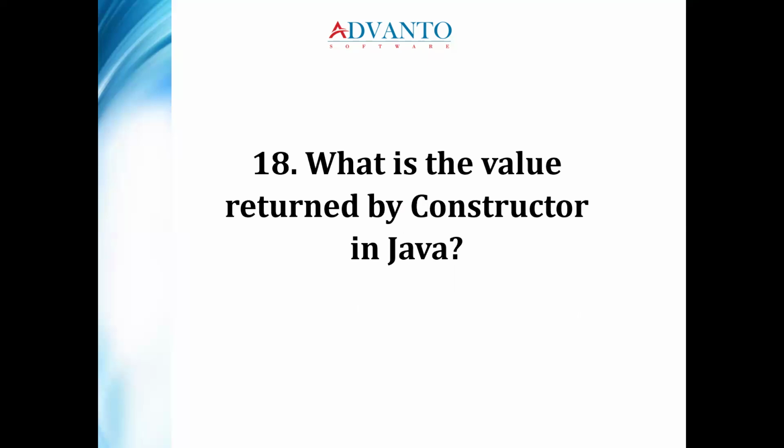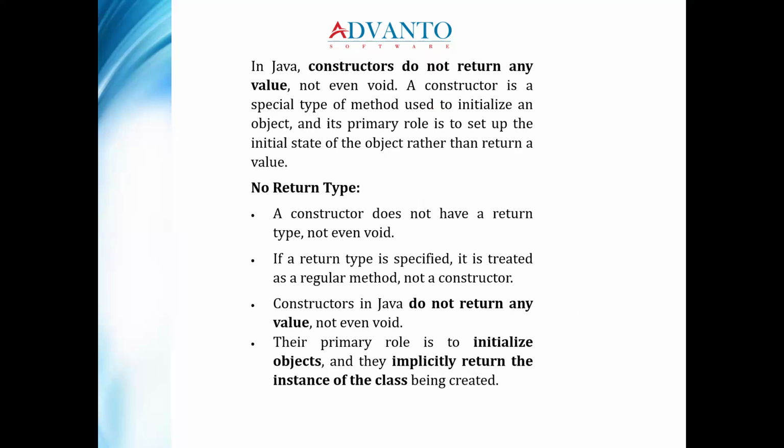The next question, what is the value returned by a constructor in Java? In Java, constructors do not return any value, not even void. A constructor is a special type of method used to initialize an object, and its primary role is to set up the initial state of the object rather than return a value. No return type. A constructor does not have a return type, not even void. If a return type is specified, it is treated as a regular method, not a constructor. Their primary role is to initialize objects, and they implicitly return the instance of the class being created.